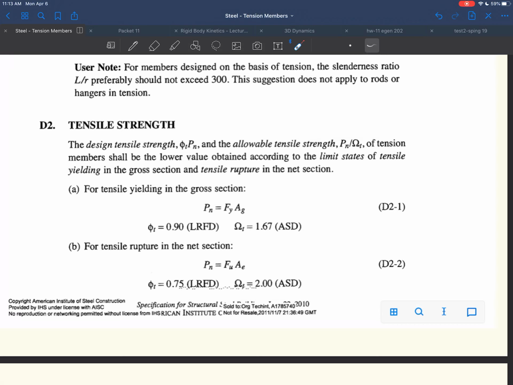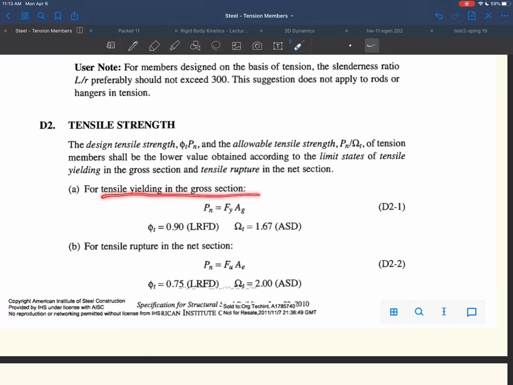Of tension members shall be the lower value obtained according to limit states of tensile yielding in the gross section and the tensile rupture in the net section. So it's going to be one of those two, right? And again, there's going to be block shear here, but that's going to be in connection design. It's not going to be in this chapter D.